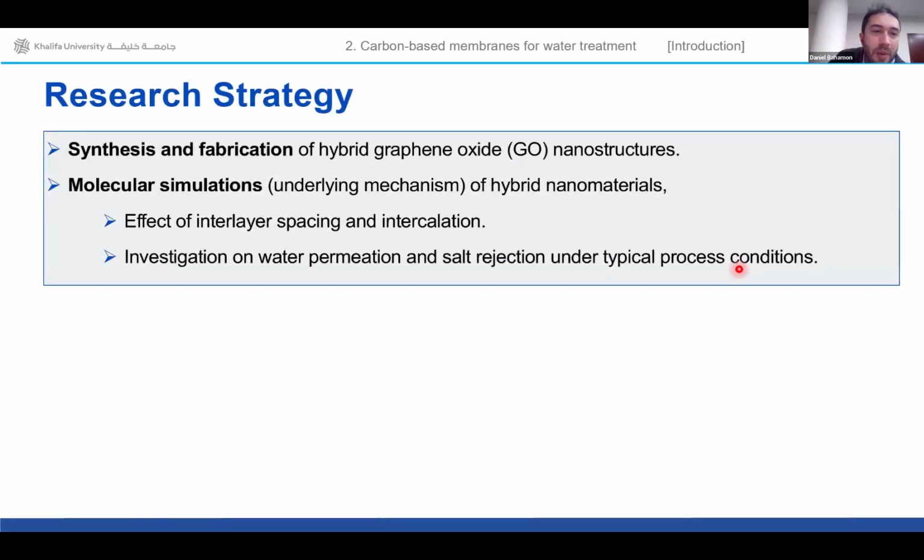I didn't mention this before, but let me explain that this is a long-term project we started, not only with Khalifa University, but in collaboration with KAIST in South Korea, with Professor Eunson Cho and her team.